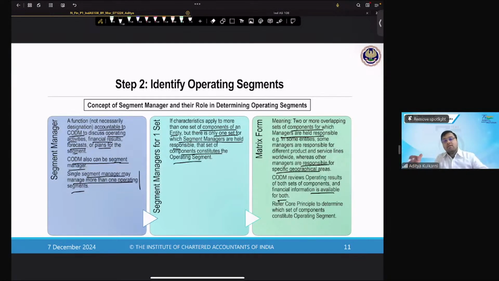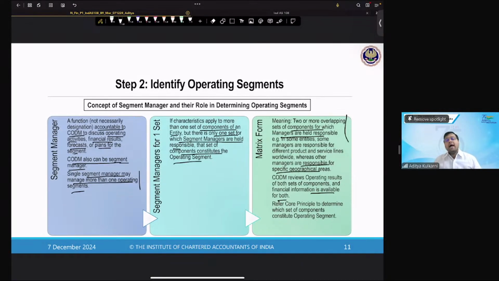Same is the case with the opposite side, that is the electronics. Electronics also, I may be catering to Middle East, I may cater to Europe. Okay, so now my point is, there is an overlapping set of components. Some managers are responsible for some particular set of components. Some managers are responsible for only specific geographical areas. So that we call as a matrix form.